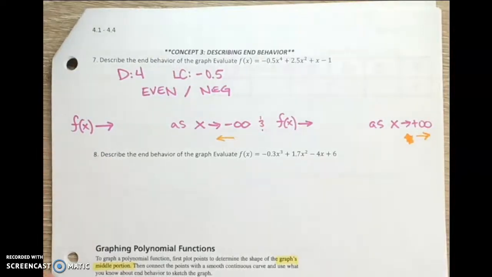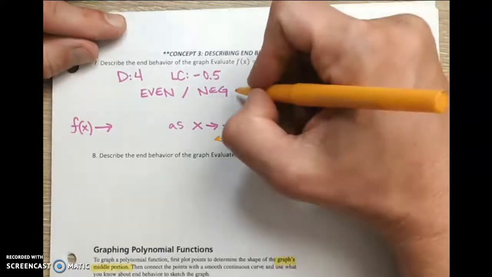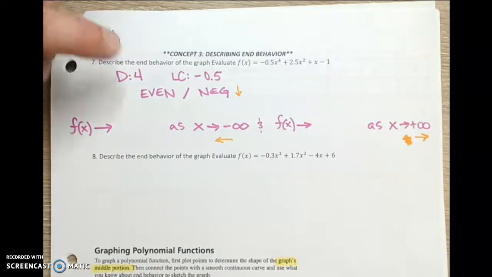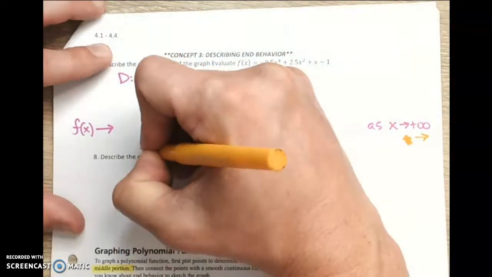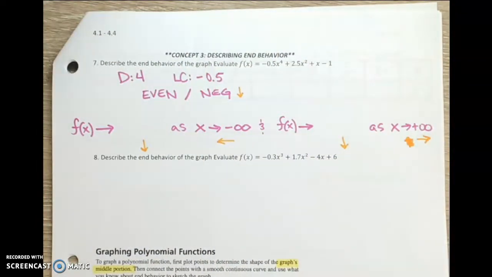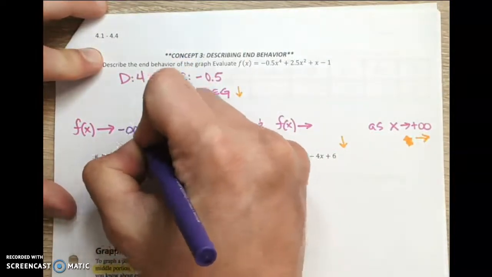Alright, so now what's happening here? Even negative. Well, what is negative telling us? It's going down. Right? And even tells us it's happening with both of them. So it is down, down. Now what I need to do is finish this, and I'm going to use a different color so you know this is the part that changes. Well, down is just negative infinity.